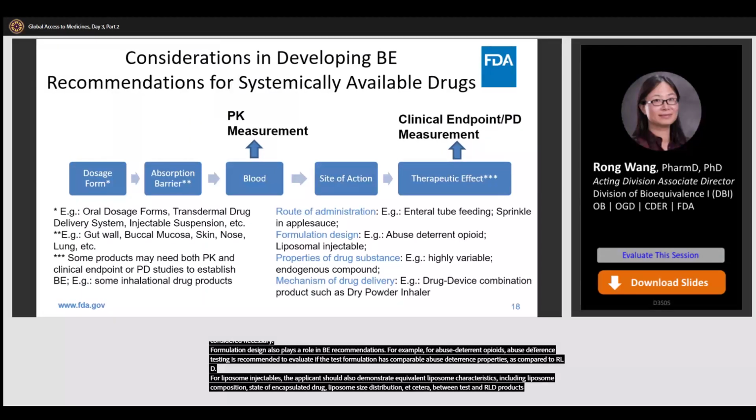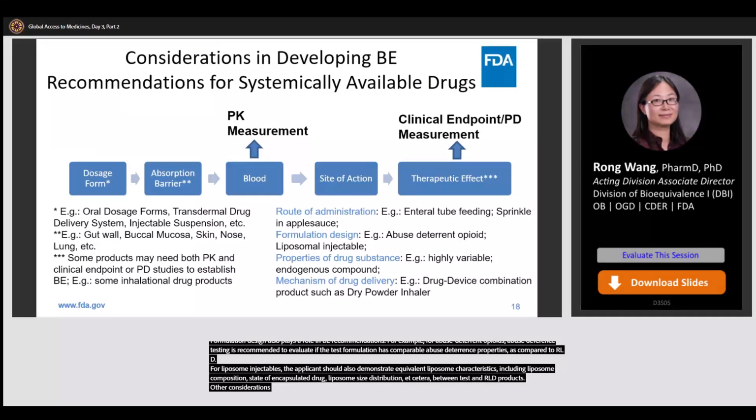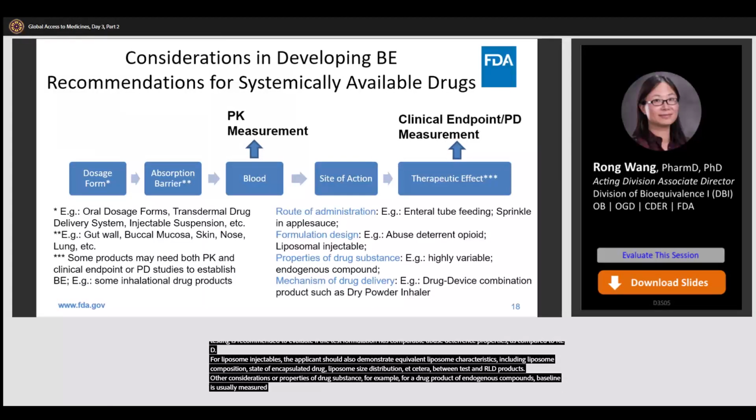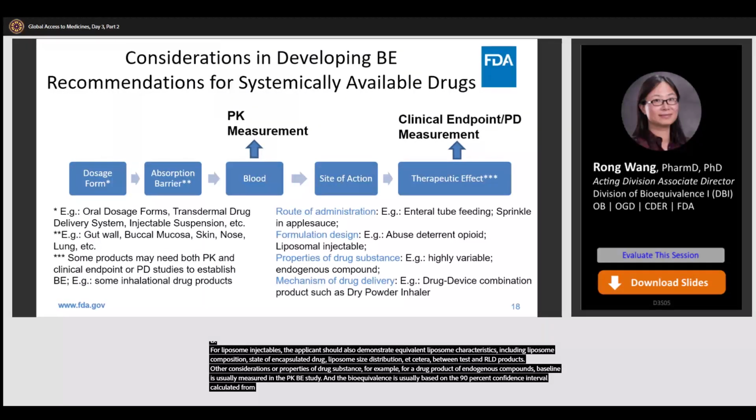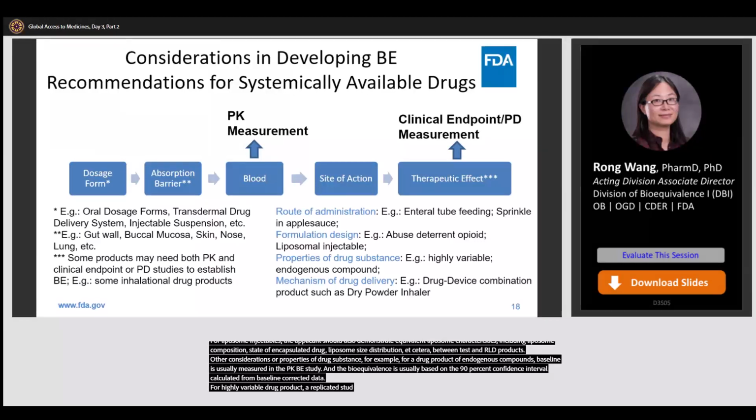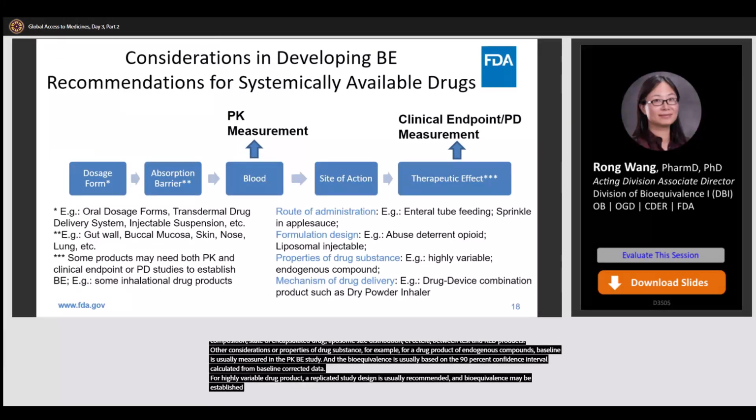Other considerations are properties of the drug substance. For example, for a drug product of an endogenous compound, baseline is usually measured in a PK/BE study, and the bioequivalence is usually based on the 90% confidence interval calculated from baseline corrected data. For a highly variable drug product, a replicated study design is usually recommended, and bioequivalence may be established through a reference scaled BE approach.